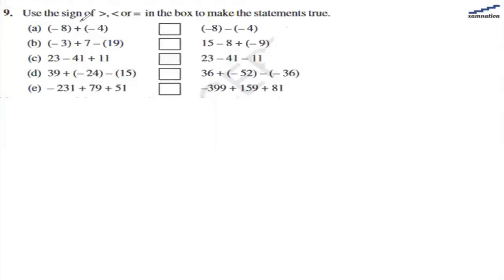So here we need to find out whether this expression is equal to, greater than, or lesser than the right hand side expression, right? So the first part, we have minus of 8 plus of minus of 4. Here two negative numbers are adding up, so this will give us minus of 12 for the first part.